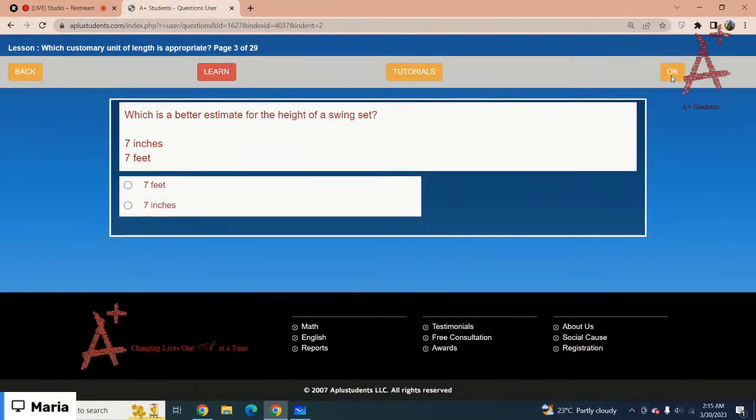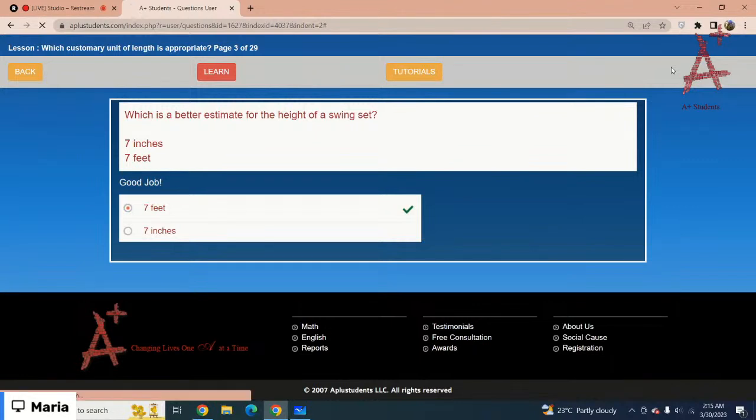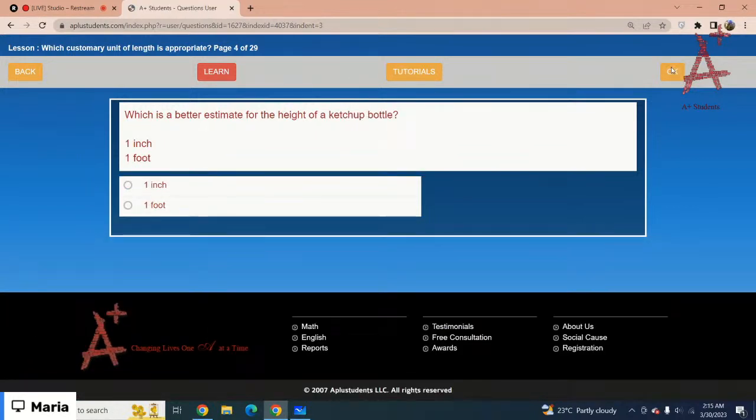Okay, which is the better estimate for the length of a swing set? So the length of the swing set is 7 inches or 7 feet. Inches is a small unit for the height of the swing set. Got it? It would be 7 feet. The length of the swing set is 7 feet, not inches. Inches is a very small unit. Got it?